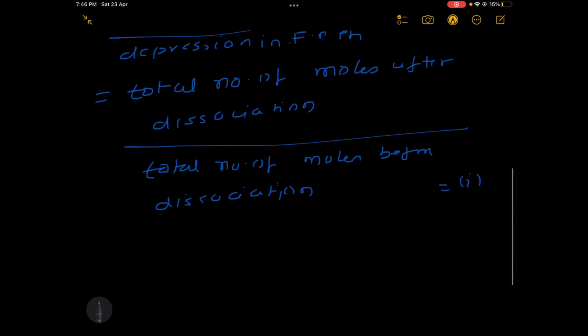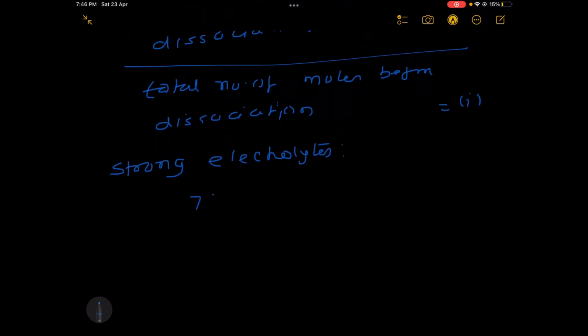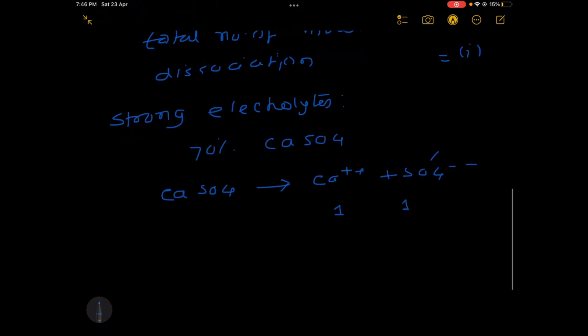Now students, just see here, if you want to find out a Vant Hoff factor for electrolytes, that is a strong electrolyte, I have mentioned all the things in the notes. Say, for example, the degree of dissociation is 70% for CaSO4. CaSO4 dissociates into Ca++ and SO4--. Number of particles becomes 1 and 1, that is total number of particles as 2.